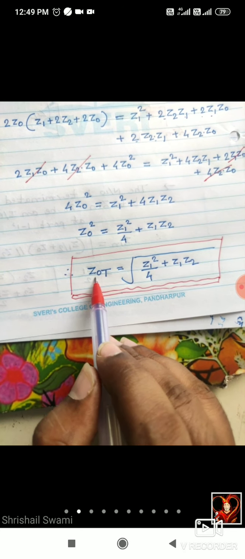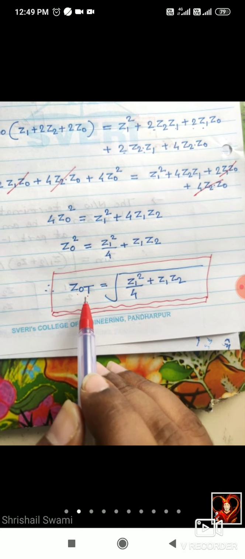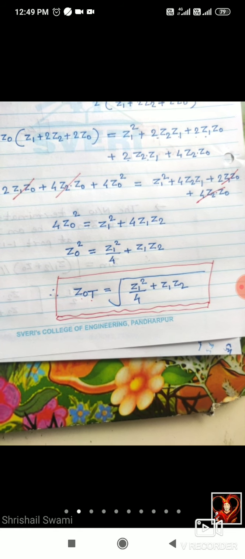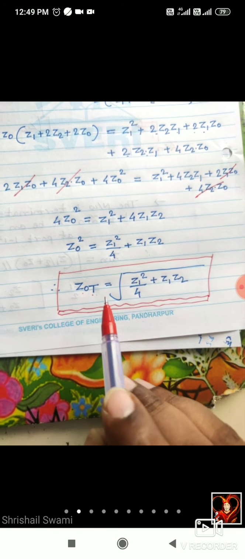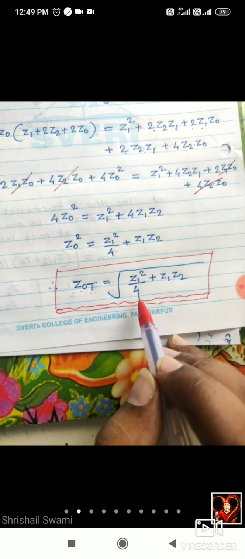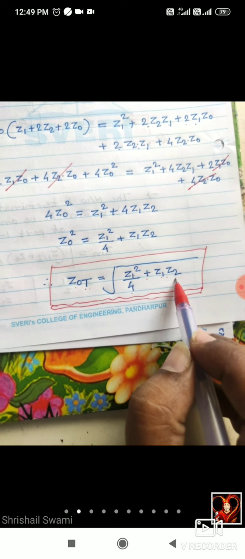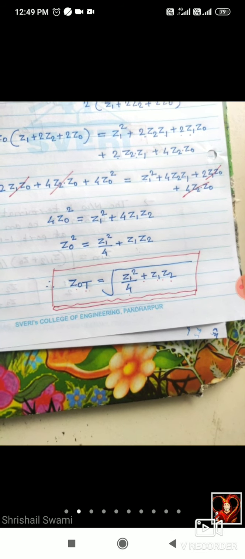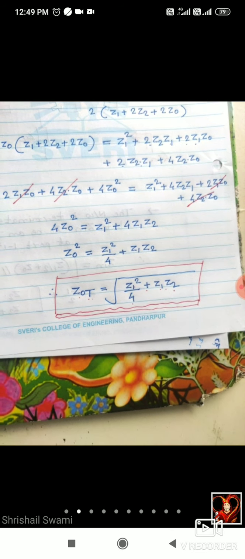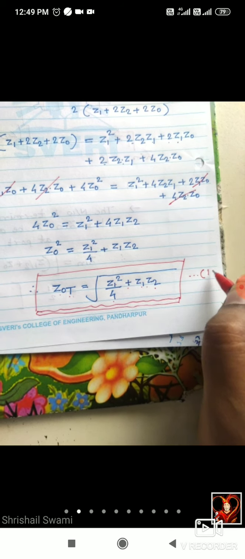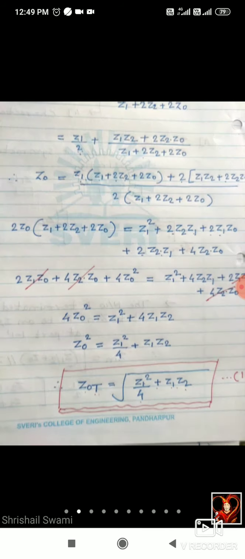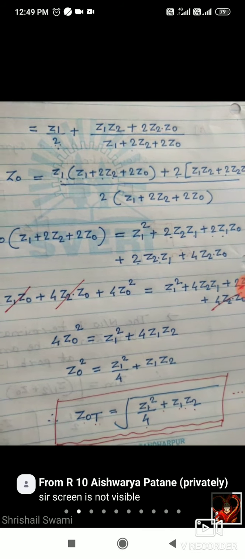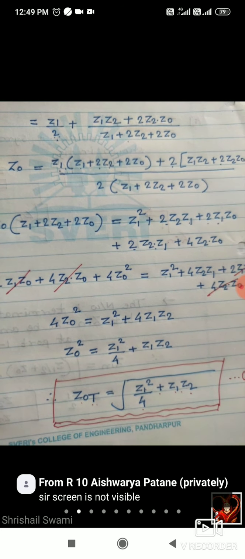So why is T taken here in the equation? Why is T taken? Because it is related to the T filter network. That's why Z0T is equal to the square root of Z1 square divided by 4 plus Z1 into Z2. So this is called the characteristic impedance of the symmetrical T section network. I will give this as equation number 1. So any doubt in this derivation? It is a simple procedure.